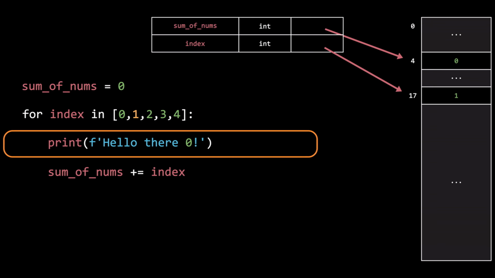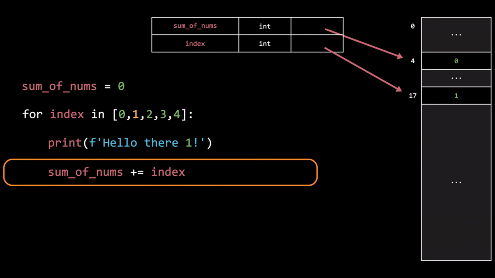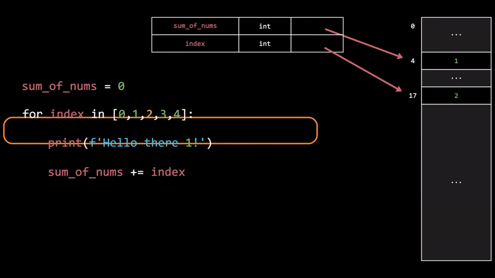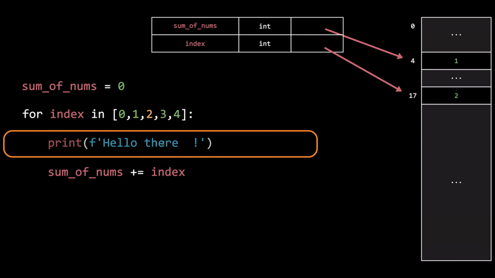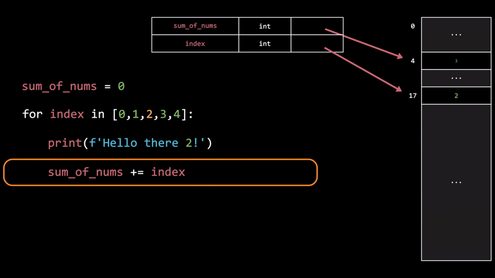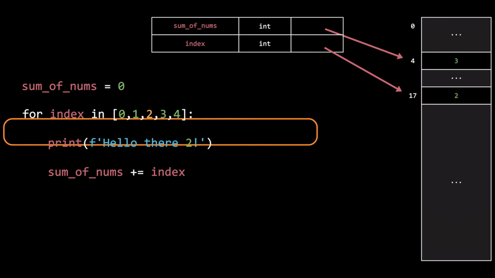Then index is equal to 1. We say hello there, 1. And then we add 1 to the sum of nums, making the sum of nums now equal to 1. Then we put 2 in the index variable. We say hello there, 2. And then we add that 2 to the sum of nums, making sum of nums equal to 3.